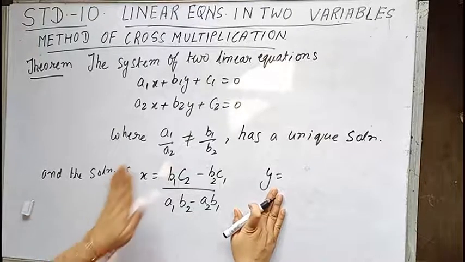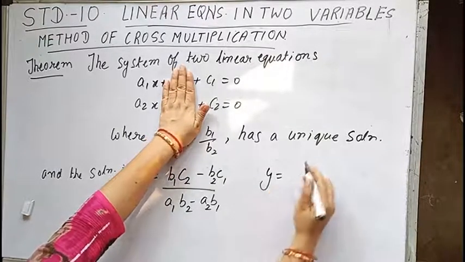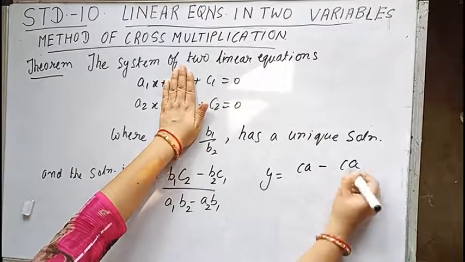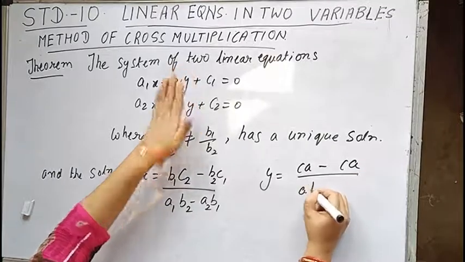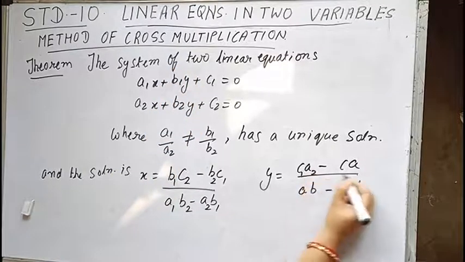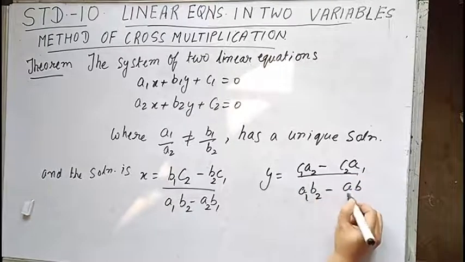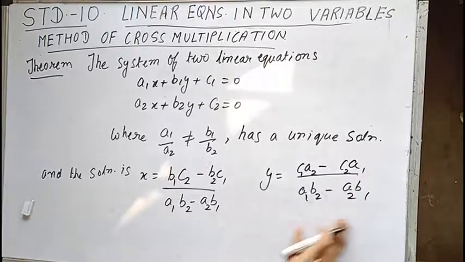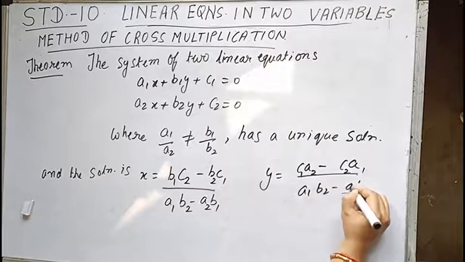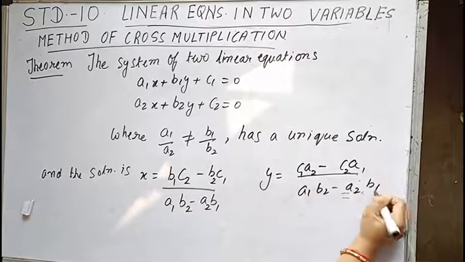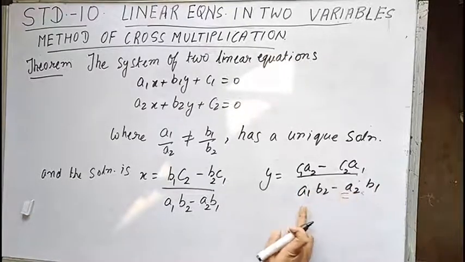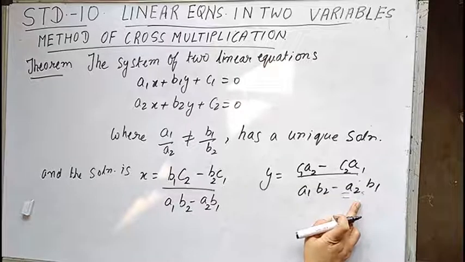Again, the value of y, let us hide it. Over here we write CA minus CA divided by the same denominator, AB minus AB. Now again 1 2 2 1 and 1 2 2 1. So let us write it nicely: a1 b2 minus a2 b1. So the value of y is c1 a2 minus c2 a1 divided by a1 b2 minus a2 b1.